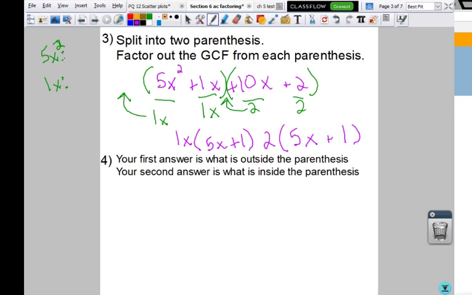You see how I have the same thing in parentheses now? 5x plus 1, 5x plus 1? That's how we know we did it right. So we're not quite done. We've done almost all of our work, but we've got one last step.